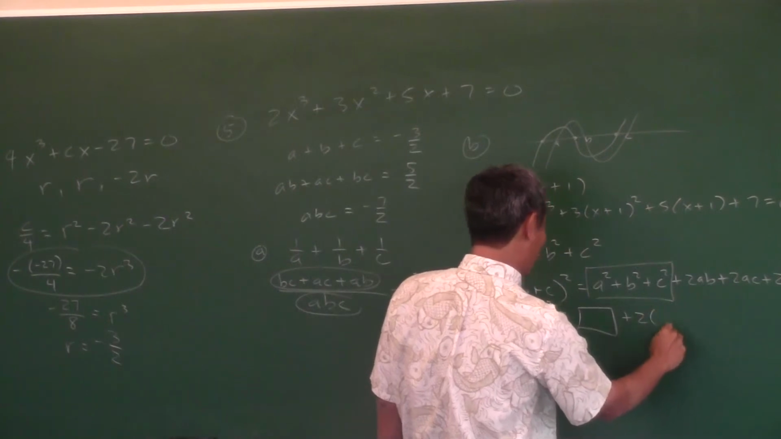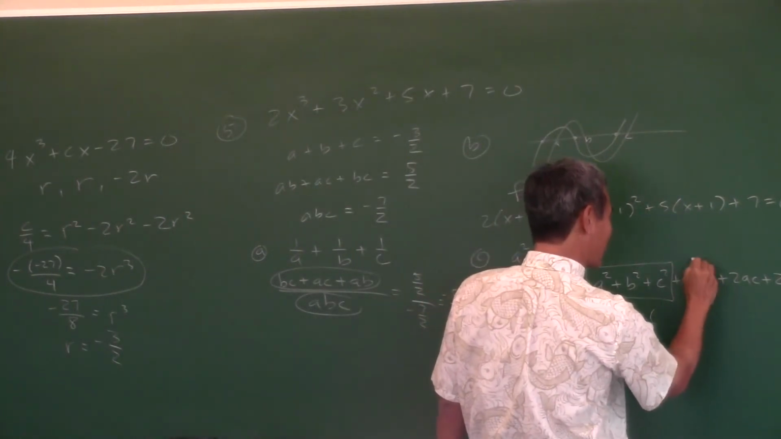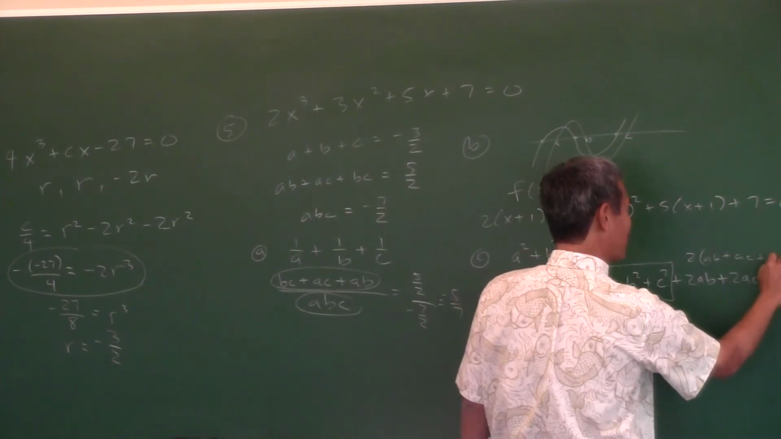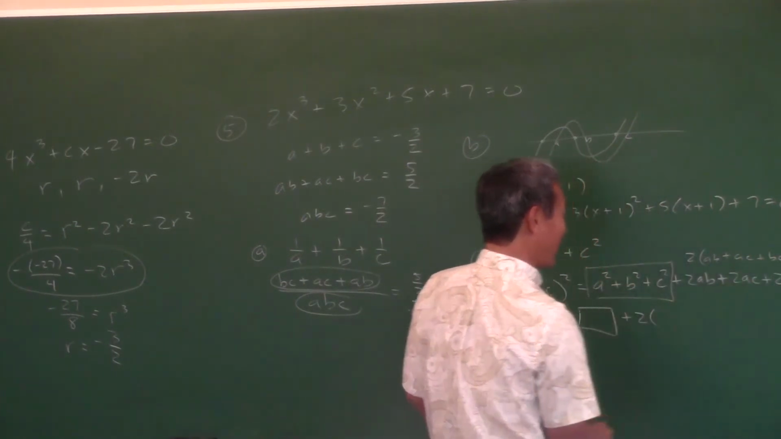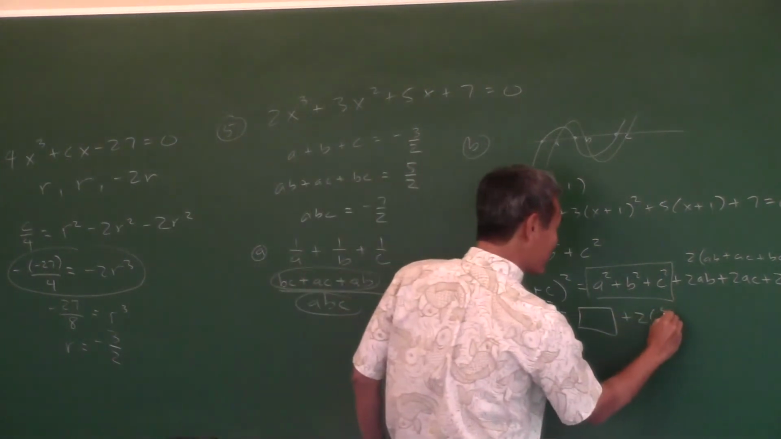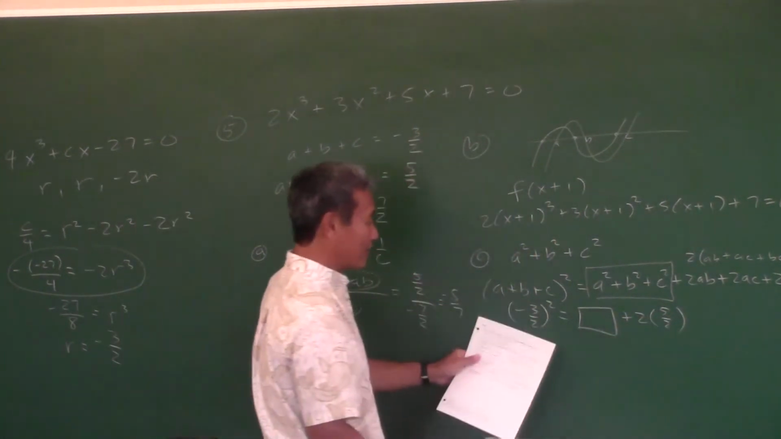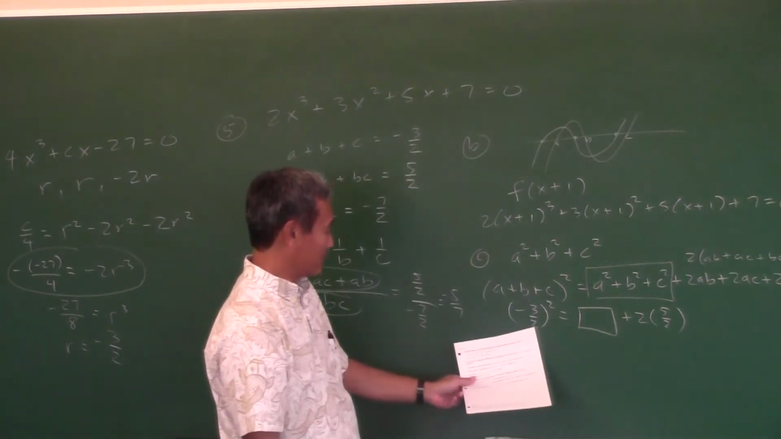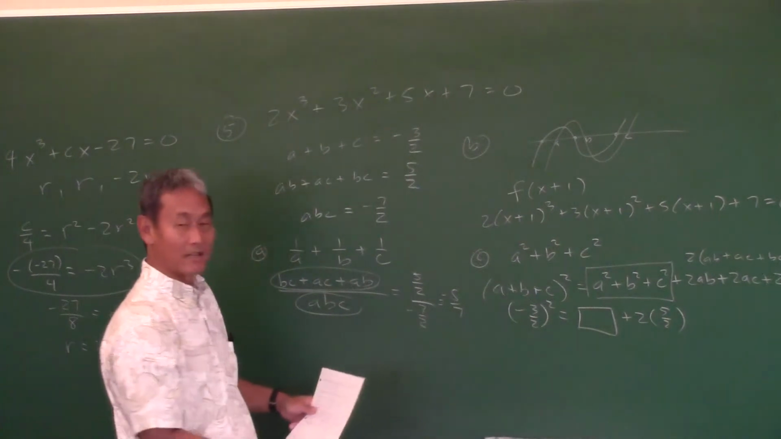And what about this thing over here? What would happen if I factor out a 2? Factor out a 2 from these things. What do you get? AB plus AC plus BC. That's this thing right here. That's 5/2. So now can you figure out what the box is? I think so, right? Just square that and subtract that if that's the answer.